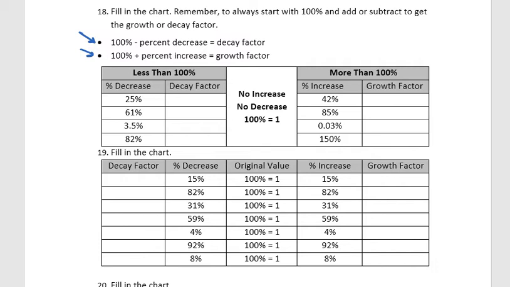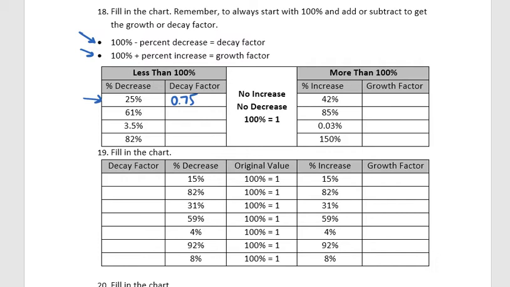So let's start with one of these decay factors here. If I decrease by 25%, I'm going to take 100% minus my percent decrease, which was 25, which leaves me with a decay factor of 75%, and as a decimal, 0.75. We never write the decay or growth factor as a percent. We always write them as a decimal because that's what we're going to use to calculate here.